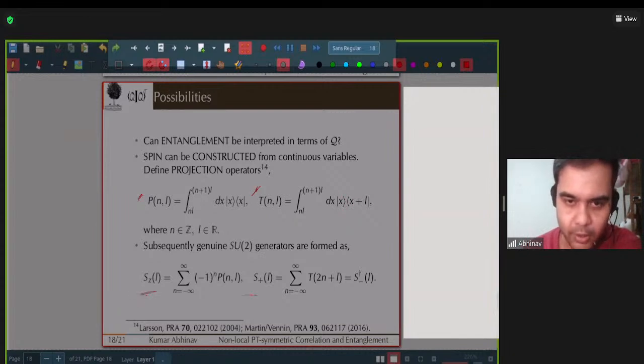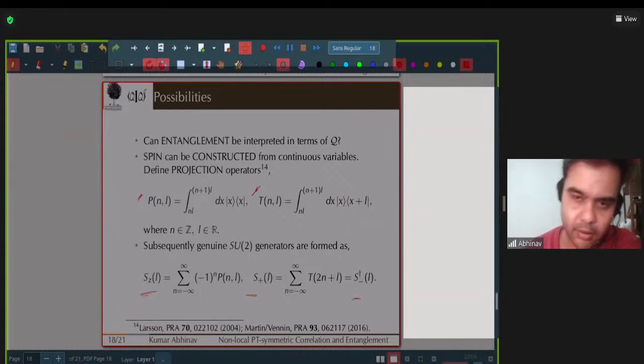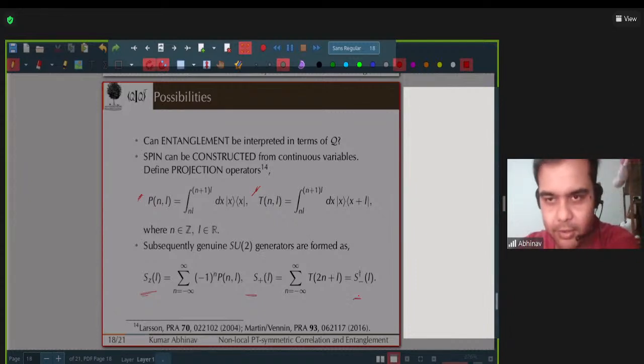This is the Z component, and these are the S plus and S minus operators, and they satisfy the algebra. And mind you, it is a clever modification of the so-called Schwinger trick, where Schwinger constructed the angular momentum algebra out of two independent harmonic oscillators. So it is something like that in that sense.